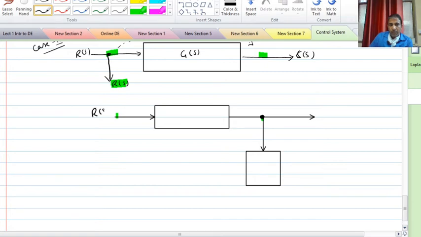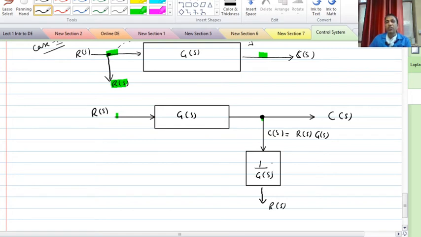this is your Rs, this is your Gs, this is your Cs. So what we have to move, because at this position Cs is equal to Rs multiply Gs. What should be the value of this block at this position? Because we need Rs at this position, so we have to divide this input signal by Gs. So it must be 1 by Gs. Okay, so this is the necessary condition here.